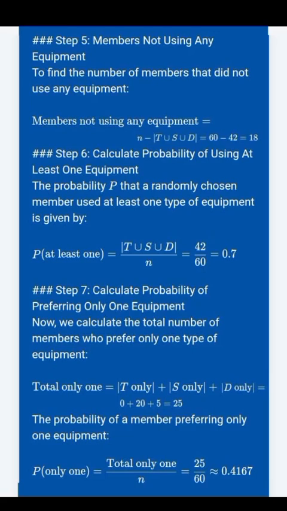Then the third task was to find which equipment the manager can buy more. And to calculate it, we first get the total number of those who use only one equipment, which is 0 plus 20 plus 5, which is 25, and we get the probability of those who use only one equipment. We get 25 divided by 60, and we get 0.4167 as our answer.